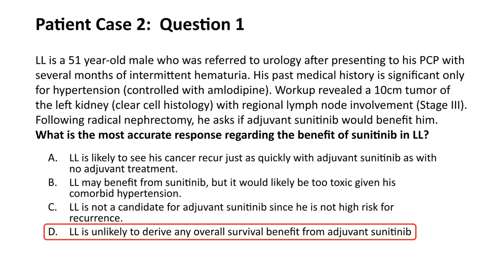He is unlikely to derive any overall survival benefit from adjuvant sunitinib, as we will discuss. While sunitinib certainly can cause hypertension, it's well controlled with amlodipine. That would not be a reason to not use sunitinib. Because he is stage 3, he is a candidate, or he is high risk for recurrence. As we'll see, there might be a role for sunitinib. There is an FDA approval, and we'll talk about that briefly.